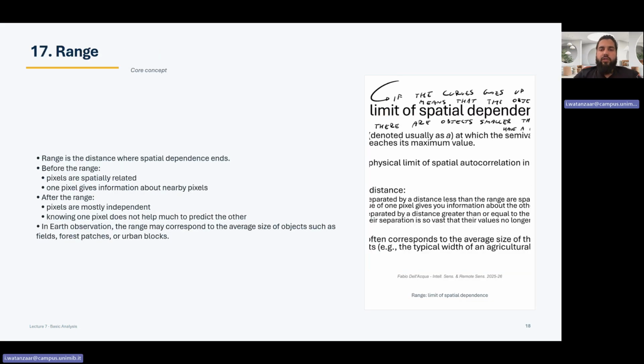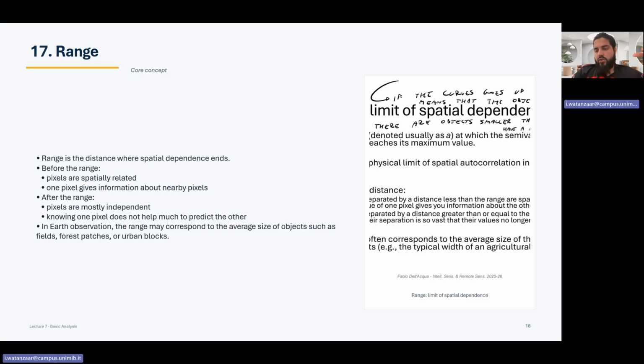Let's come to the range. From the word range, it's pretty obvious. Range is the distance where spatial dependence ends, I mean where the sill is starting. Sill is the peak exactly. Before the range, pixels are spatially related, and one pixel gives information about nearby pixels. After the range, pixels are mostly independent. Their values are uncorrelated anymore. Knowing one pixel does not help much to predict the other.